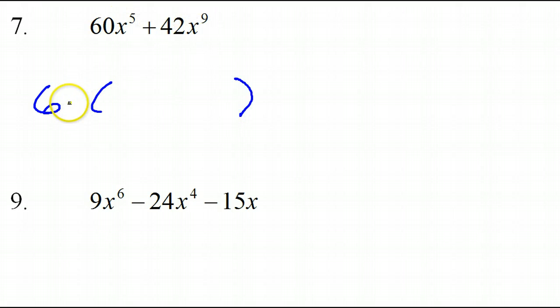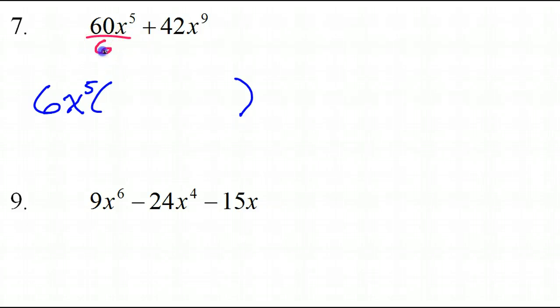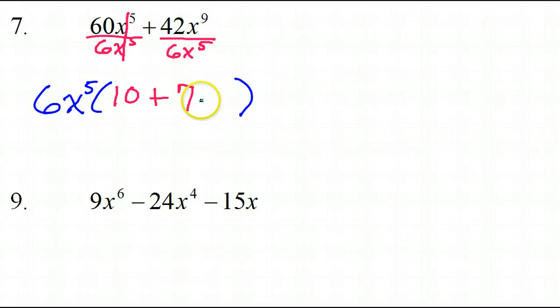The variables, what am I going to put right here, guys? Yeah, that's going to be x to the 5th power. Just go with the lesser amount of variables out front. Now we take our GCF and we divide with it. So 6x to the 5th power. 60 divided by 6 is 10. These x to the 5th powers cancel out. 42 divided by 6 is 7. These 5 x's will cancel out 5 of these x's, leaving 4 x's behind.